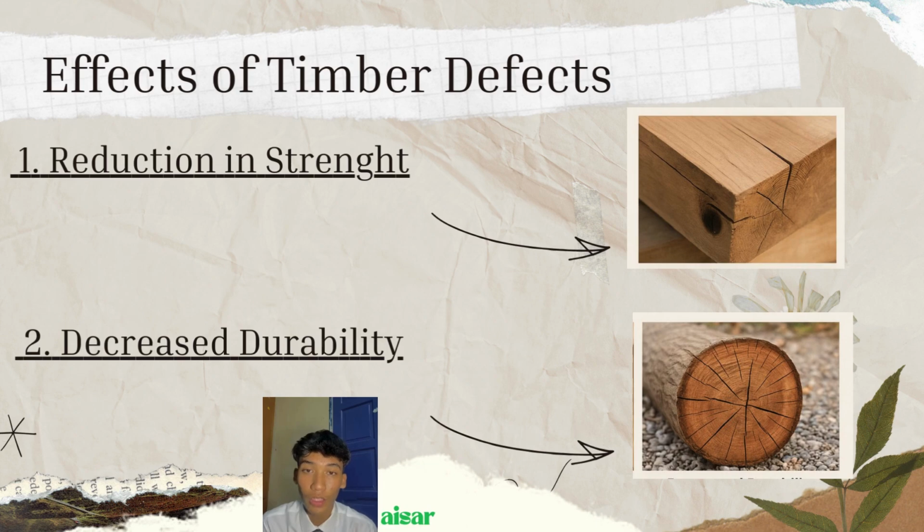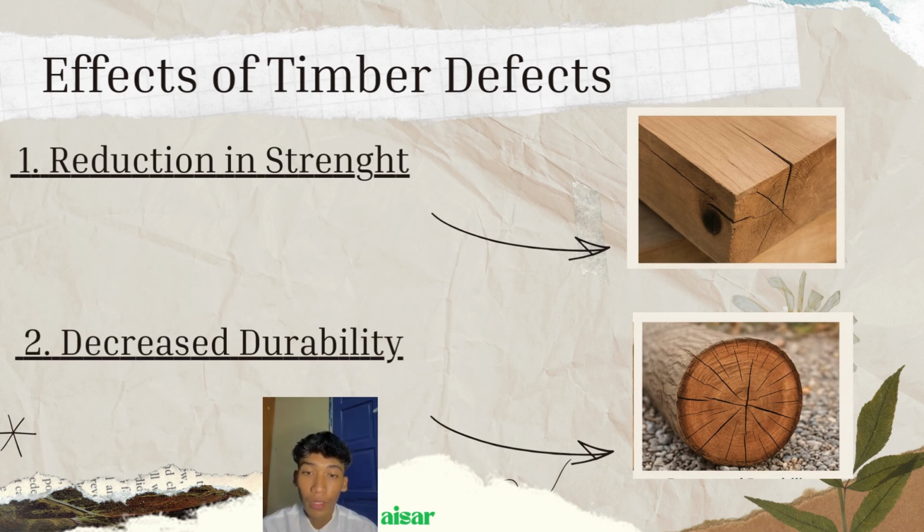2024-697-984. Today I will be presenting the effect of timber defects. Timber is one of the most commonly used materials in construction and furniture making, but it can be affected by various natural or processing defects. These defects not only reduce the quality of the timber but also affect its performance, strength, and appearance.